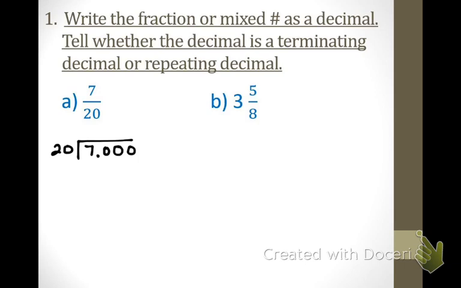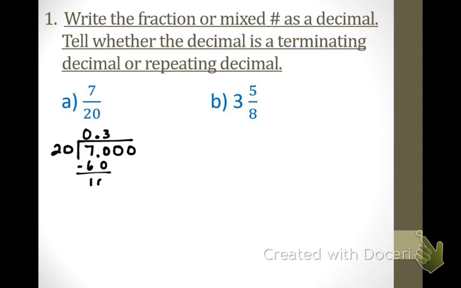So the first thing you're going to do is bring that decimal point up. How many times can a 20 fit into a 7? 0 times. It cannot fit into it. Can a 20 fit into a 70? Yes. How many times? 3. Okay, 3 times 20 is 60. What's 70 minus 60? 10.